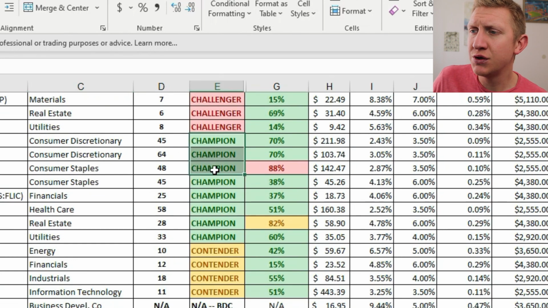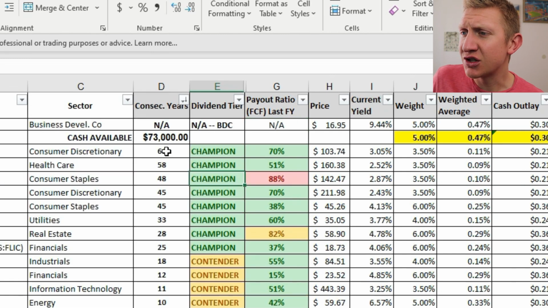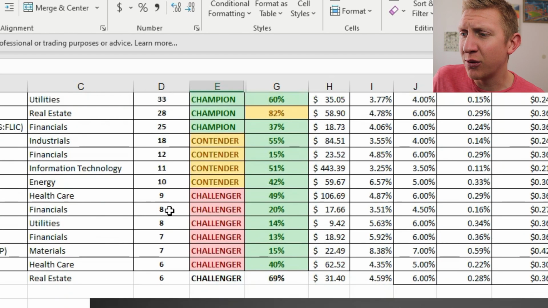I've got 8 different champions. I've got 4 different contender stocks, and I've also got 7 different dividend challengers. And you can see here the consecutive years. If I sort by years, you can see I've got certain stocks here at 64 consecutive years, 58, 48, 45, 45 years, and as low as 6 years, 6 years, 7 years down here.